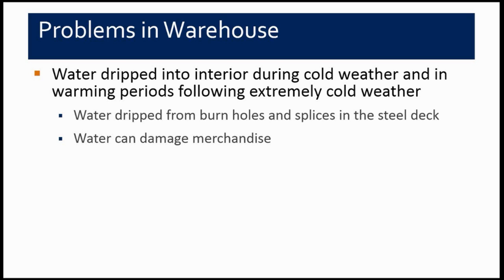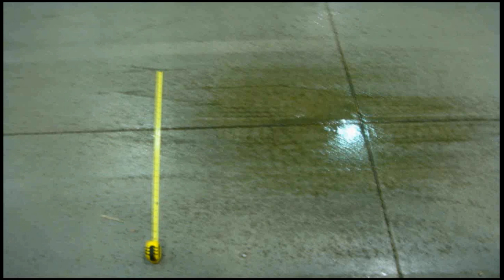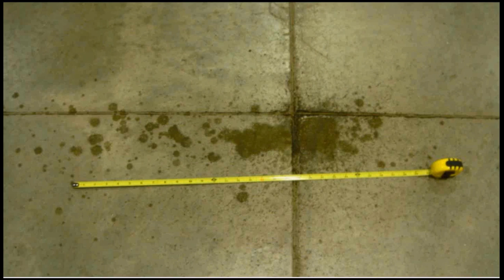What was happening in cold weather again was that water was dripping into the interior. It was dripping through splices in the steel deck, through burn holes in the deck at various areas, and the water could drip down and damage merchandise. This is just some views of the water that was dripping onto the floor, typically in warming periods following cold weather. So long extended periods of cold weather and warming periods. That was the worst, but it happened a variety of other times during cold weather as well.